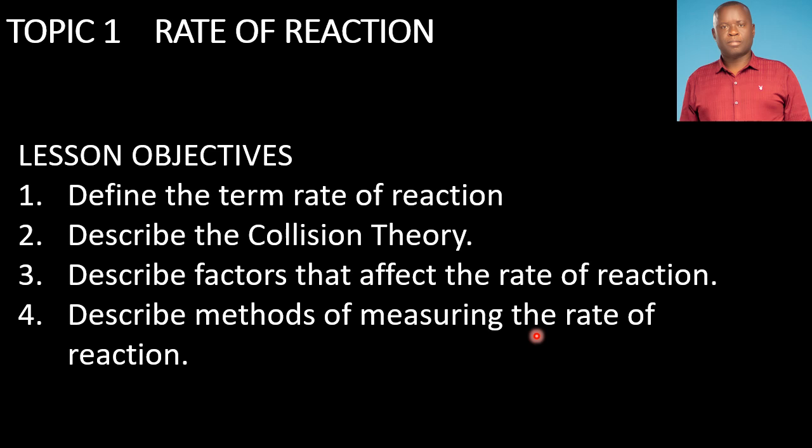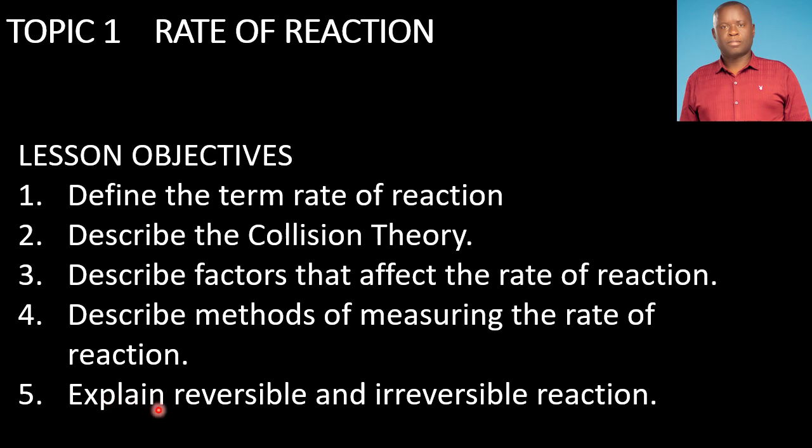So let's proceed by looking at each of the objectives. Once again, after you have learned the lesson, the topic, you should be able to define the term rate of reaction and also describe the collision theory. What is collision theory? Describe, like explaining it, and also describe factors that affect the rate of reaction. Later, we'll look at the different methods of measuring the rate of reaction.